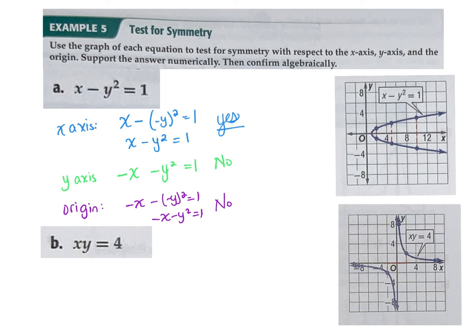No, I have a negative x there. So this is only symmetric to the x-axis. That has x-axis symmetry. Everybody see that? So do B. Do B algebraically. Is it symmetric to the x, y, origin, or multiple ones?